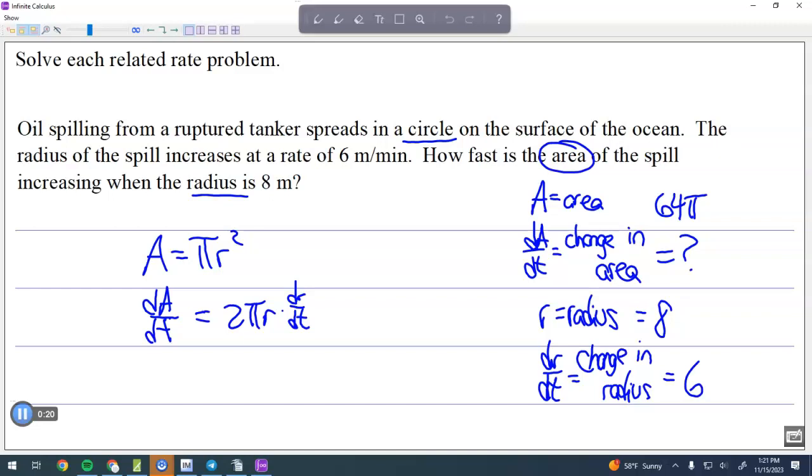And then they're usually going to give you everything except for one, or enough to work your way to everything except for one, and then you can just solve. So dA/dt is what I'm looking for, so that just stays there. 2 pi r is 8, dr/dt is 6, so that'd be 96 pi. That is the change in area.